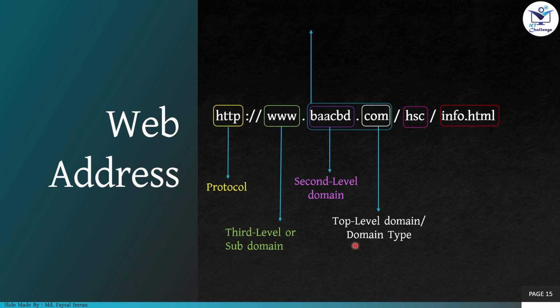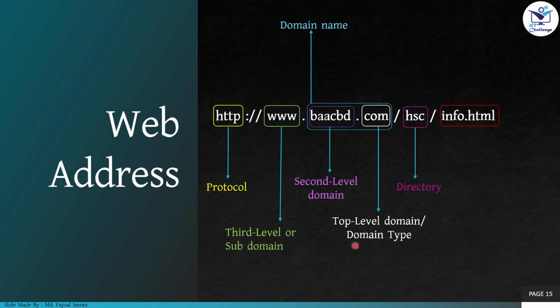And finally they search their first part of the domain name. So this is www, which is called the subdomain or third level domain. Here, this is called the domain name. And after that we have HSC.